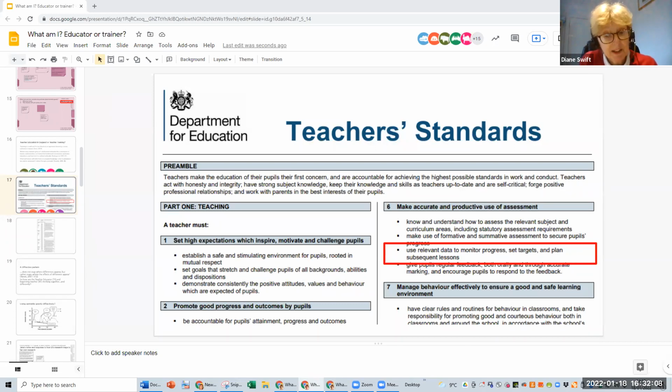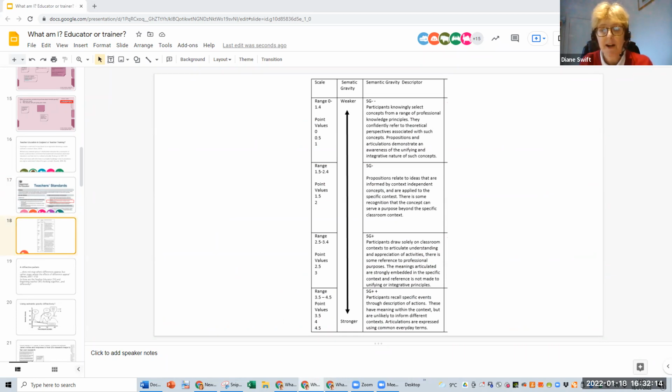To do that, I used semantic gravity, and on the next slide, we've got an example of the translation device that I used. SG++ at the bottom, heavily tied to context, would be where in the discussion, the beginning teacher and teacher educator simply described what happened in the context. SG+ was if they referenced a bigger knowledge, a knowledge that had the capability to go a little bit beyond the individual classroom. An SG minus would be where they were able to reference some context independent concepts.